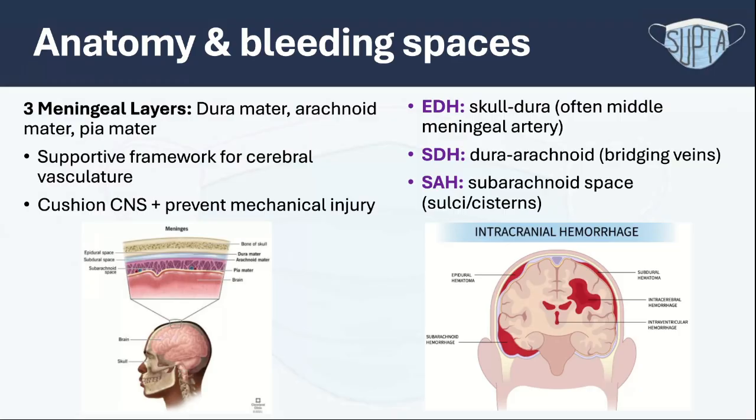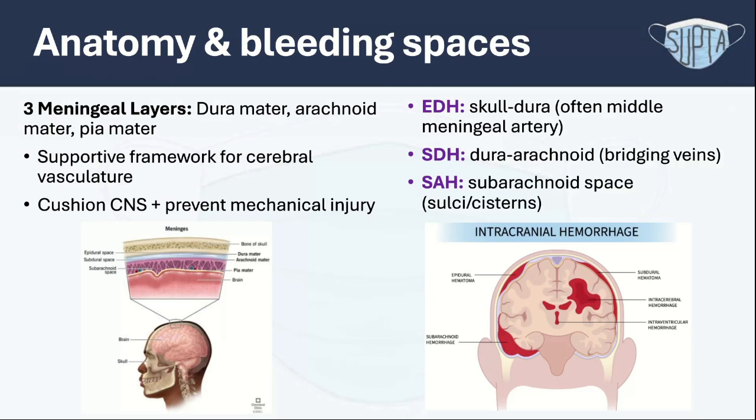It's usually due to tearing of the bridging veins. A subarachnoid hemorrhage lies in the subarachnoid space, just below the arachnoid membrane, where CSF circulates around the sulci and the cisterns. Cisterns in the sense of the basal cisterns. That's what we'd be talking about, and I'll come into that a bit.